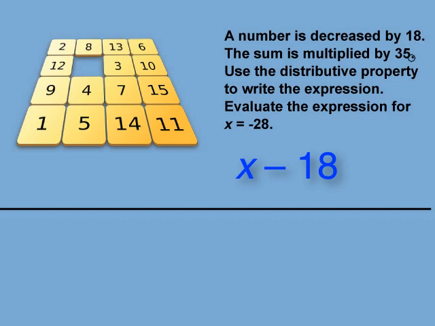The difference, or the entire expression, is multiplied by 35. So we enclose the expression in parentheses and multiply the whole expression by 35 as shown here. This is the mathematical equivalent of this verbal expression.